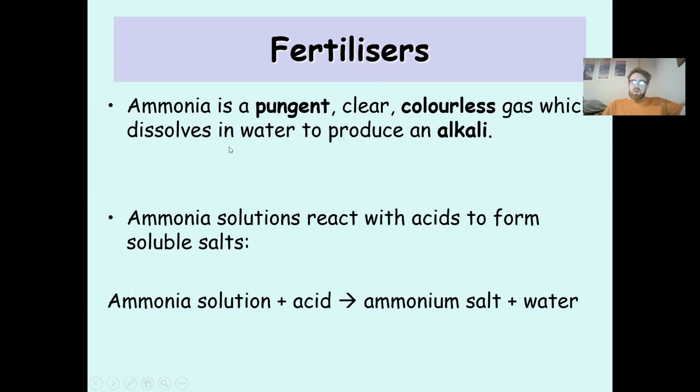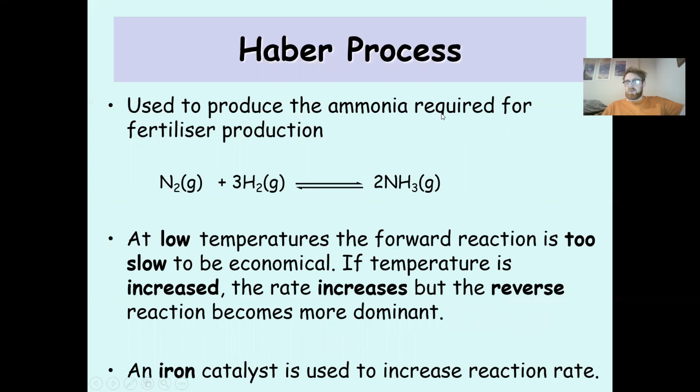Okay. So ammonia, pungent, clear, colorless gas, which dissolves in water to produce an alkali. Ammonia solutions react with acids to form soluble salts. So ammonia, while it can dissolve into water to form an alkali, it can also act as a base on its own. So ammonia solution plus acid would give ammonium salt plus water. So for example, ammonia solution plus nitric acid would give ammonium nitrate, because nitric acid forms a nitrate salt, plus water.